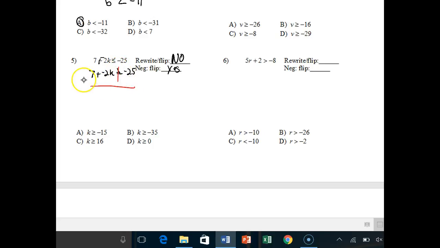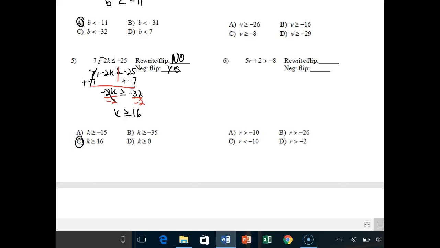So you add -7, you add -7, you get -2k is greater than or equal to -32. And now we will divide by -2, divide by -2. My answer will be positive. And I already flipped my sign, so I don't have to worry about doing that again. So greater than or equal to positive 16, C.